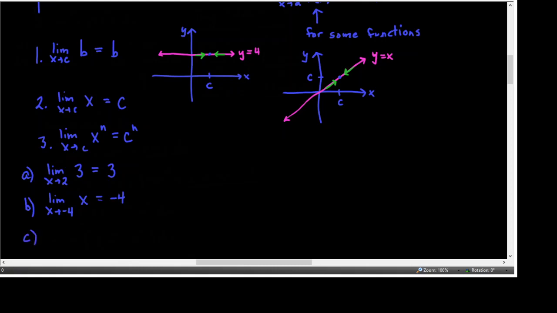And C, the limit as x approaches 2 for the function x squared, we can just simply substitute in 2 for x and simplify.